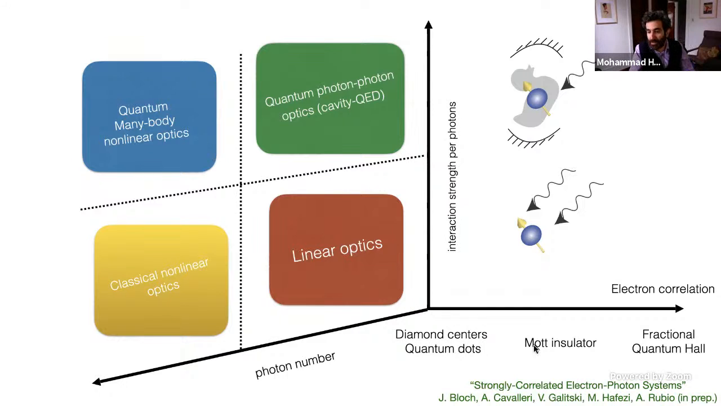But now we can think of Mott insulators, we can think of fractional quantum Hall states of electrons that are now coupled to light. And then the question is whether we can use this light to probe them, to dramatically change their effect or manipulate some of these states.